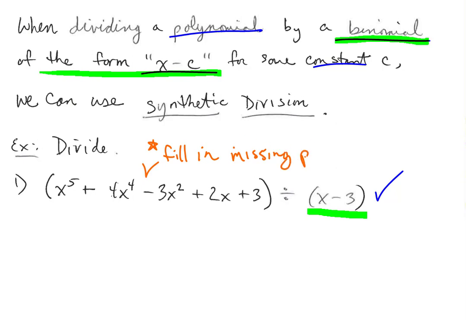So we need to fill in missing powers of the variable, and of course we want this in descending order. What I mean is we're missing an x cubed term here, right? We have x to the fourth and then x squared. We're missing the x cubed, otherwise everything's in descending order. So we're going to be sure to fill that in.